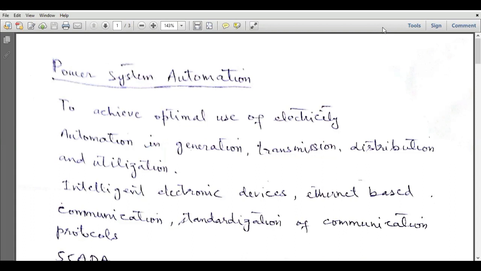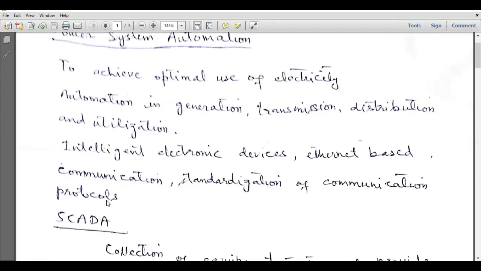In this lecture, I will discuss power system automation and SCADA. Power system automation is necessary to achieve optimal use of electricity, and it will provide us automation in generation, transmission, distribution, and utilization. The important parts of power system automation are intelligent electronic devices, Ethernet-based communication, and standardization of communication protocols.